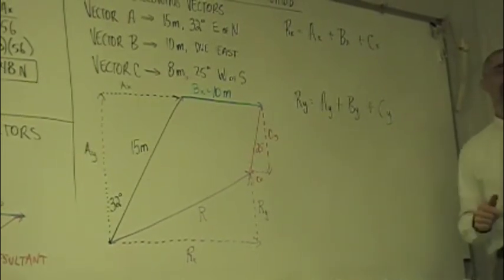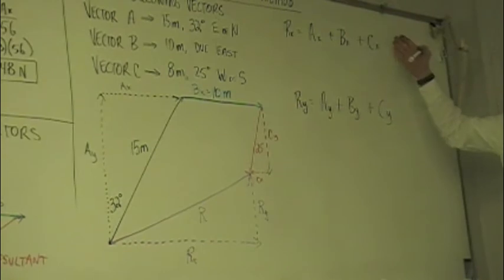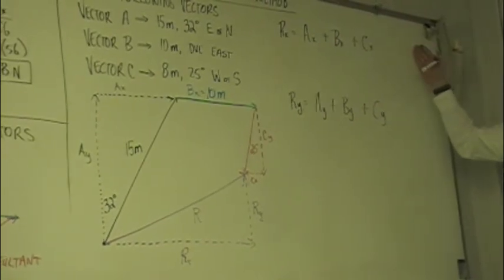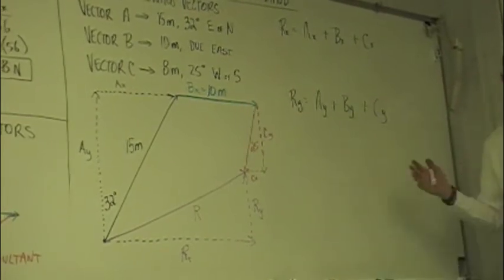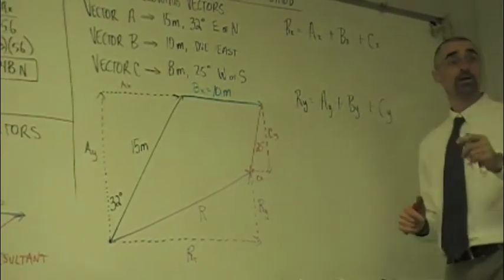Now, if you were adding 6 vectors, you would just go plus dx plus ex, and you could just keep going. This method works for as many vectors as you want to add. Okay. Austin.